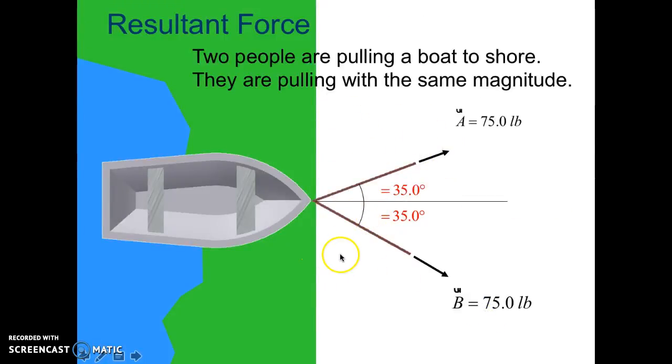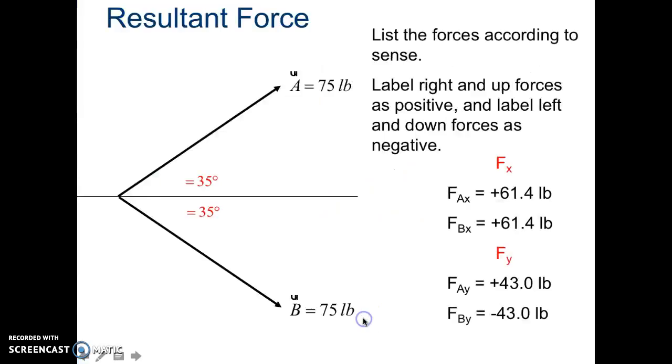Okay, resultant force. Two people pulling on the same boat from shore. They're pulling with the same magnitude, which means they're equally strong. They're both pulling at 75 pounds of magnitude. What does that look like? So first we're going to put the forces on a diagram, and we're going to list them out.